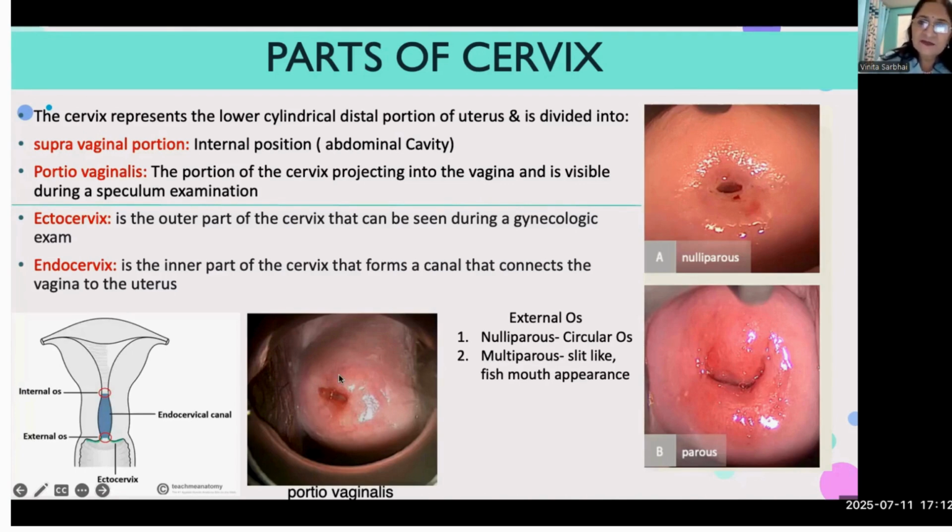The outer part which we see, of the portio vaginalis, is ectocervix, while the inner part which connects from the outer vaginal environment to the endometrium, this whole is known as the endocervical canal. So that is the endocervix. The os is the outermost opening of the endocervical canal. This can either be circular as seen in nulliparous or a prolonged slit-like fish mouth appearance in a multiparous. So just by looking at the os, we are able to tell whether she is a parous or a nulliparous woman.